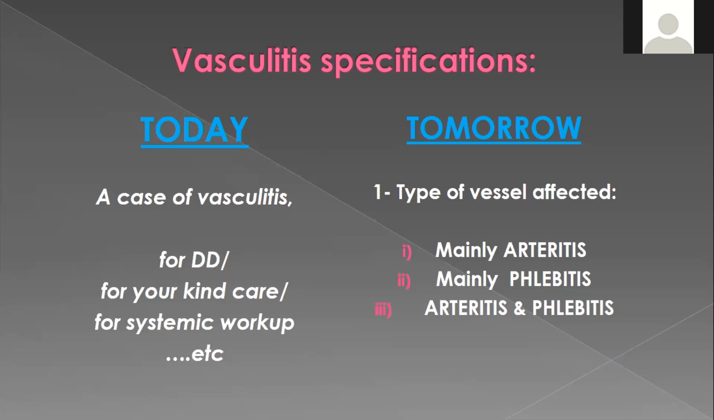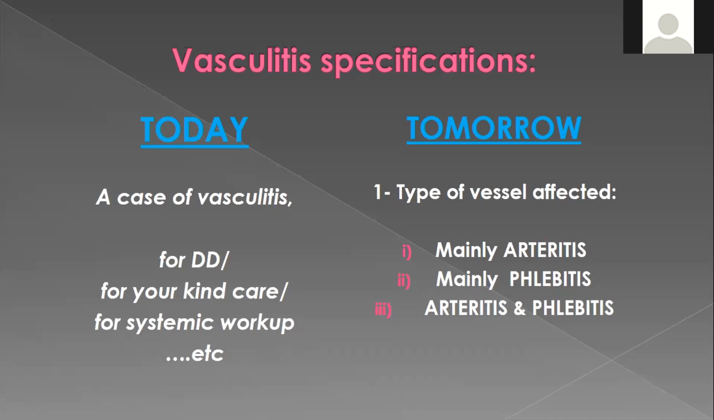What we used to do years before is to refer these cases of vasculitis to the internist or dermatologist to look for a cause among dozens of causes, and usually he does not come up with the specific cause because of the very long list of possible causes. And you know, it's very difficult to find something you don't really know. So instead of saying for your kind care, for systemic workup and so on, let's see how the ophthalmologist can really reach the cause and treat it quite perfectly.